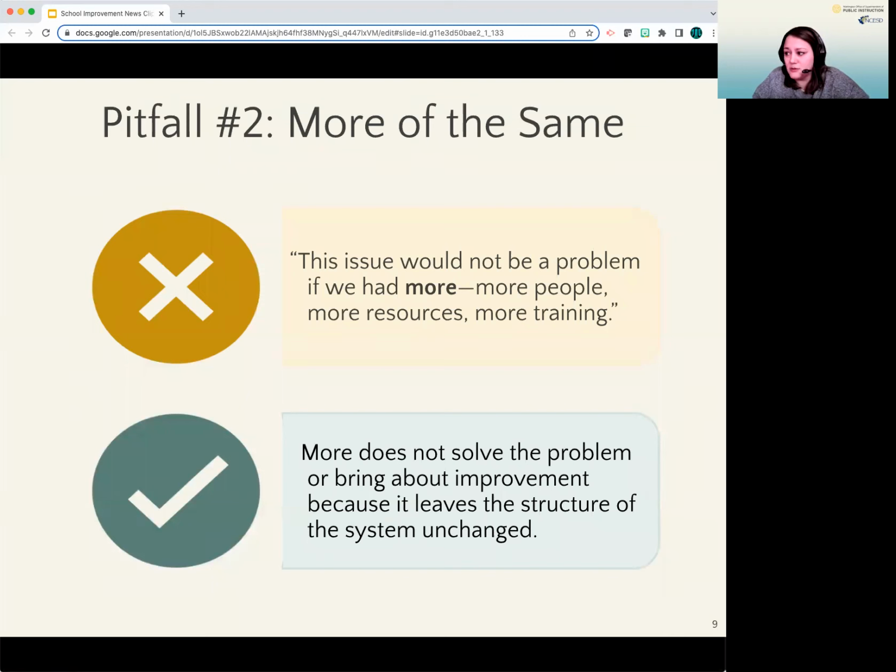Another pitfall is assuming that more will solve the problem, and more doesn't always mean better. If the structure that's causing the issue remains, more won't solve the problem. So try to get to the root cause and zero in on what's going to make a noticeable difference.